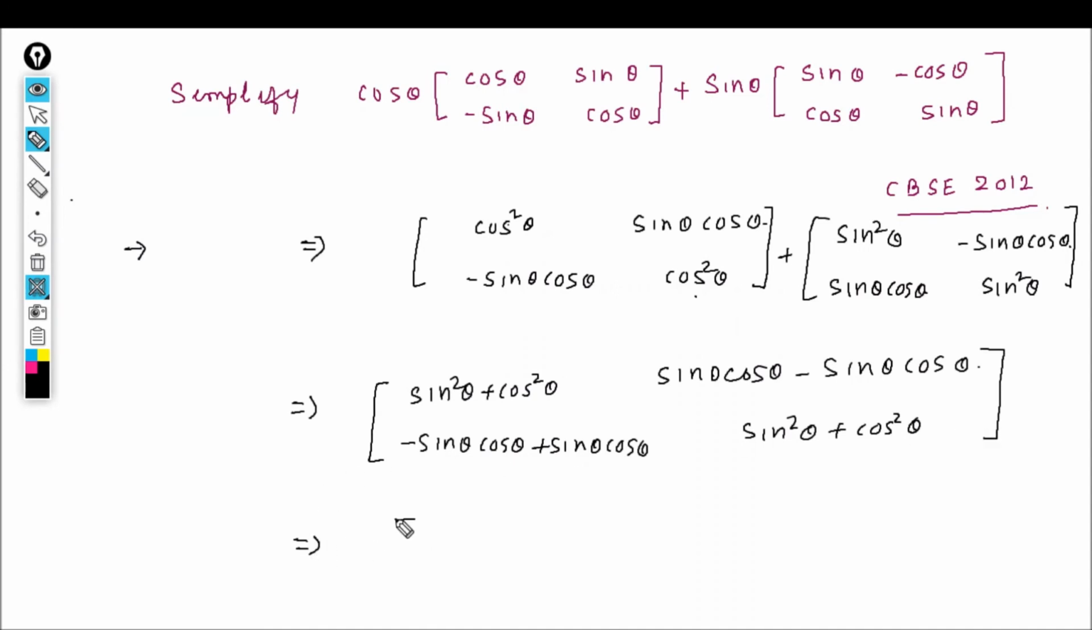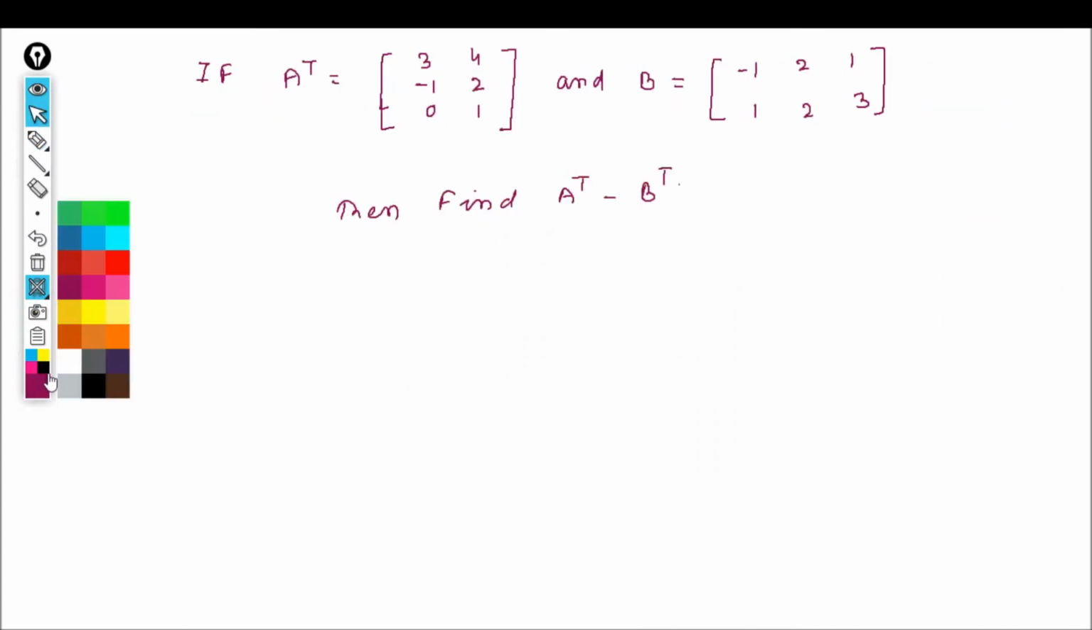So this implies sin square theta plus cos square theta is 1. ये कैंसिल हो जाएगा, 0 आएगा, this will get cancelled, 0 आएगा, ये 1 आएगा. So which is identity matrix. So let us solve this one more simple question. What is our question?